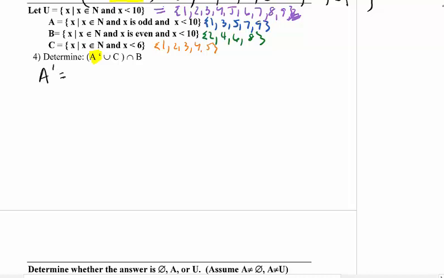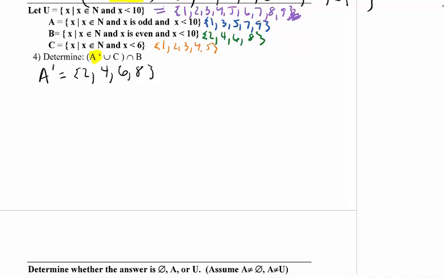So A complement would be looking at A, which is my blue set up here, 1, 3, 5, 7, and 9. And then I'm looking back up at my purple set and saying, what's left over? What did I not just use? So if I look up there, 1 is used, 2 is not, 3 is used, 4 is not, 6 is not, and 8 is not, which is actually, again, just the even numbers, which is actually equal to B.